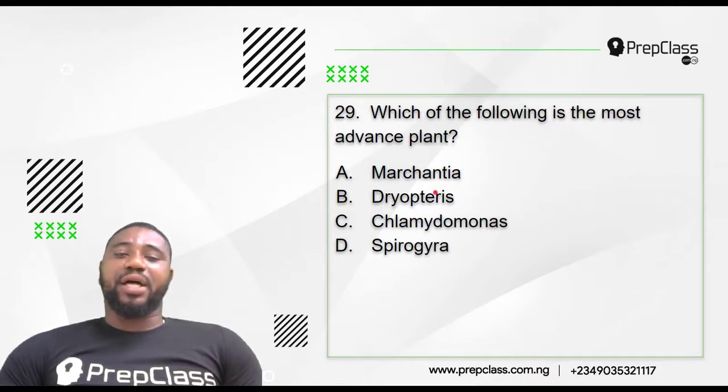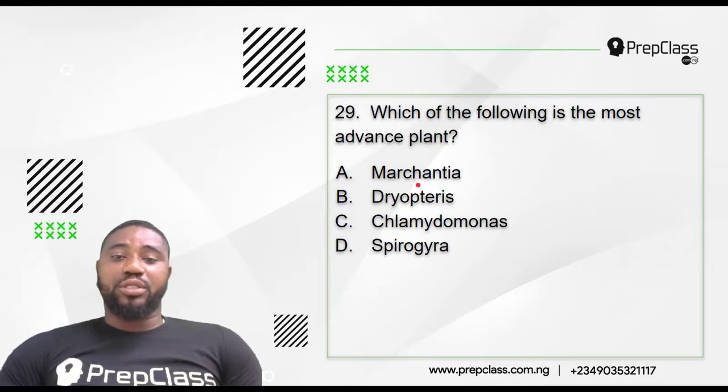We have Marchantia, we have Dryopteris, we have Chlamydomonas, we have Spirogyra. Now we know that Chlamydomonas and Spirogyra are simple plants. Chlamydomonas are unicellular plants. Spirogyra are the ones we classify mostly as algae. They don't have tissues for conducting water and food. So these two are simple plants. So they're asking us which of them is the most advanced.